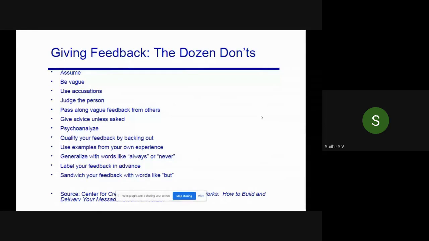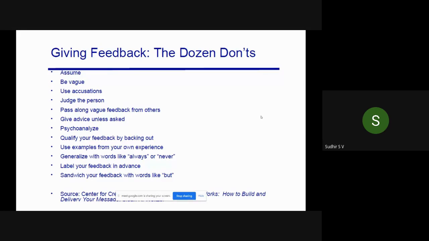Don'ts, what you should never do while giving feedback. You should never assume. You should never be vague. Wishy-washy answers should not be provided. You cannot accuse a person. You have to explain the situation. Like I said, you have to explain the situation. You have to explain the behavior. You should not accuse. You are not judging a person. You are judging their actions.